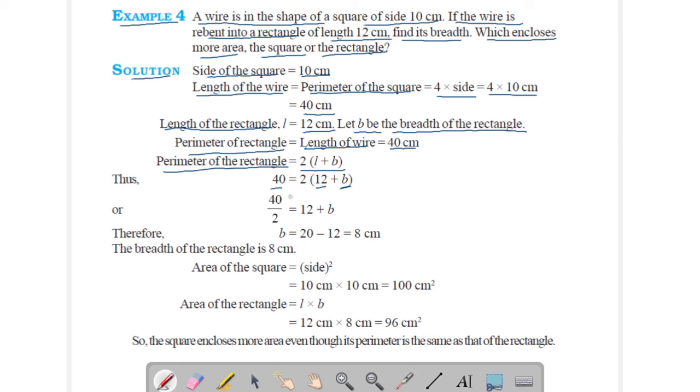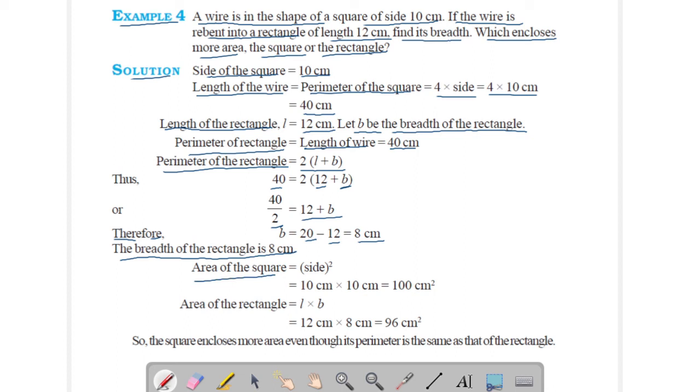Here bring 2 on left hand side, it will be divided. We can write it as 40 upon 2 equivalent to 12 plus breadth. Therefore breadth will be here 40 divided by 2, it is 20, and bring 12 on left hand side, it will be minus 12. So 20 minus 12, you will get 8 centimeter. Therefore, the breadth of rectangle is 8 centimeter.